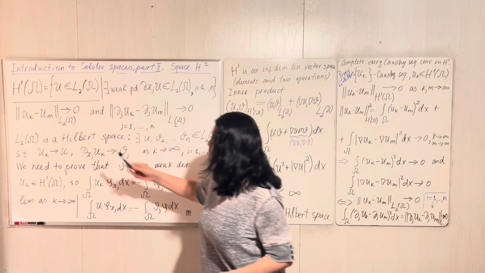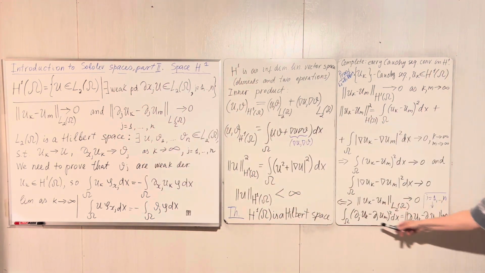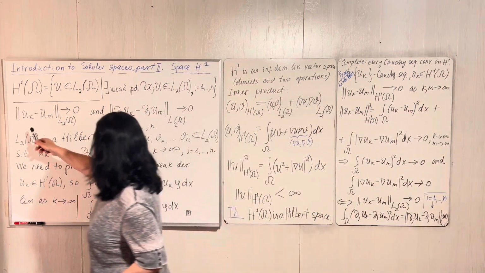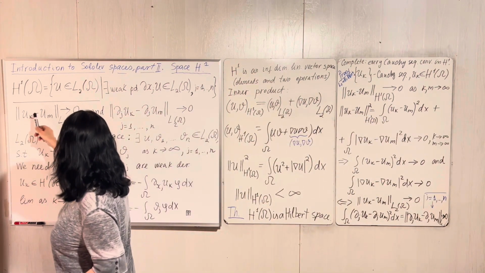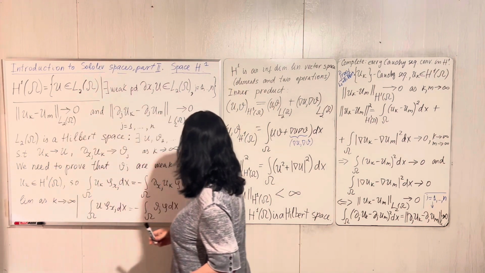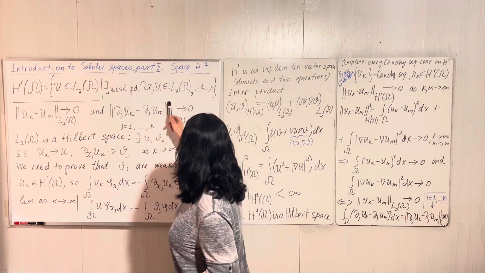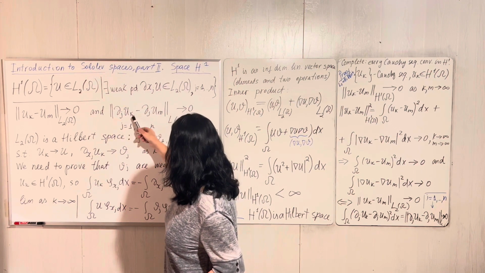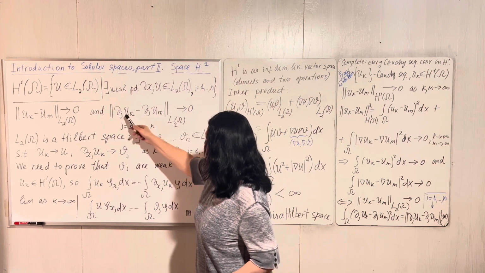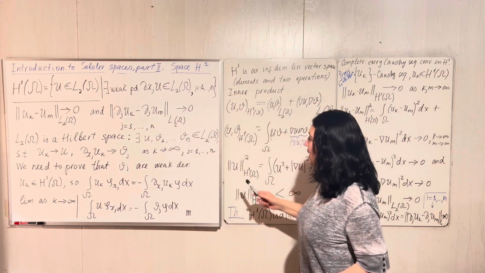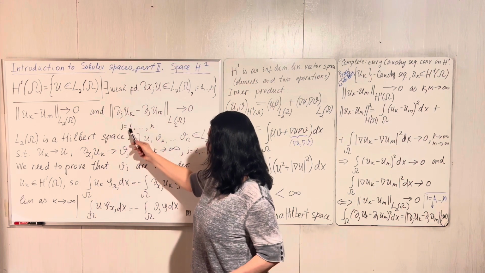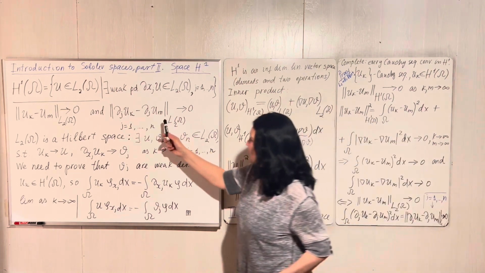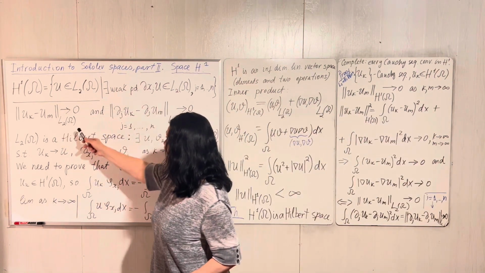So here I'm just copying what we had here at the bottom, right? So now we know that the norm in L2 of this difference approaches 0, and the norm in L2 of the difference of derivatives also approaches 0. And for each derivative, j here runs from 1 to n. So both of these norms are L2 norms.